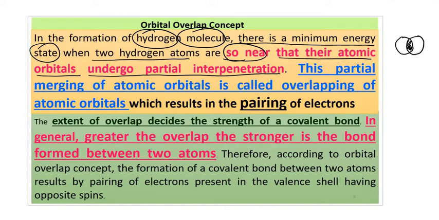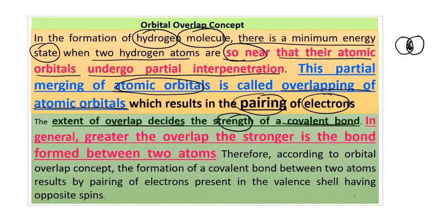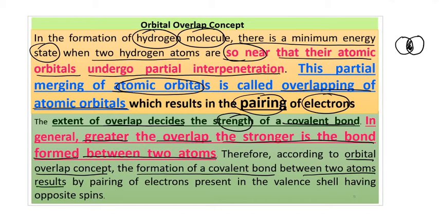So this partial merging of atomic orbitals is called overlapping of atomic orbitals, which results in a pairing of electrons. The extent of this overlap decides the strength of the covalent bond formed, and in general, the greater the overlap, the stronger is the bond formed between the two atoms. Therefore, according to this orbital overlap concept, formation of a covalent bond between the two atoms results by pairing of electrons present in the valence shell having opposite spins. That is very, very important.